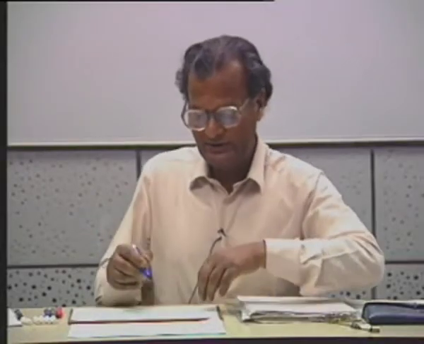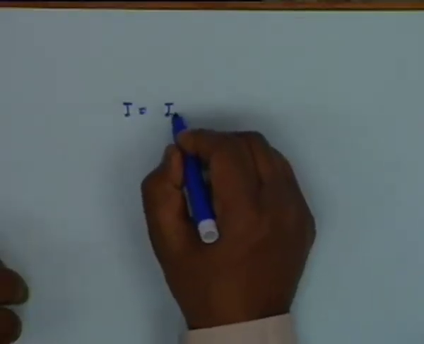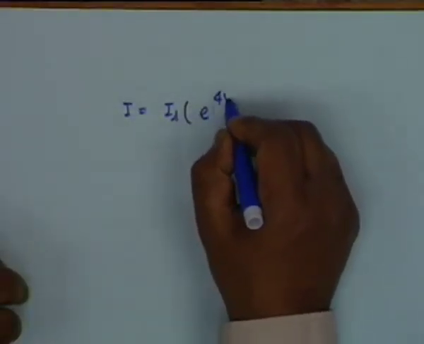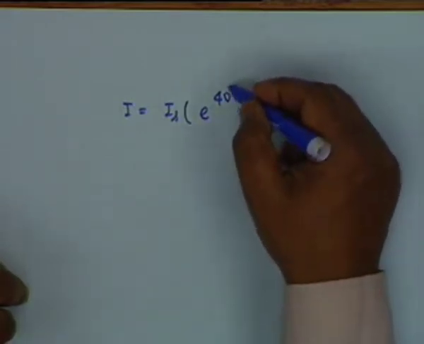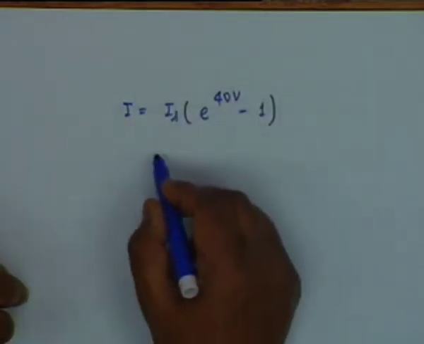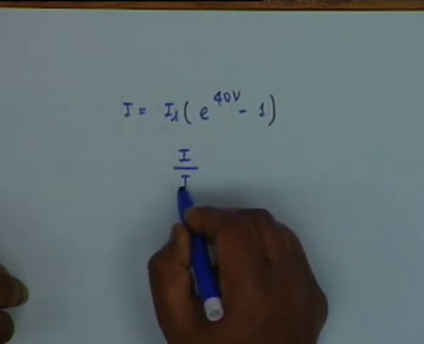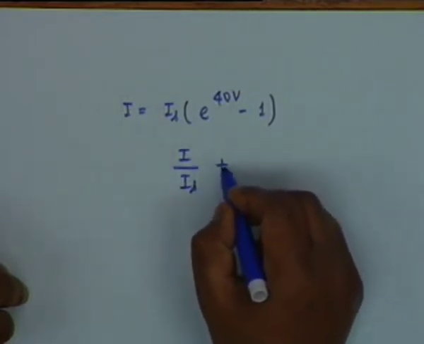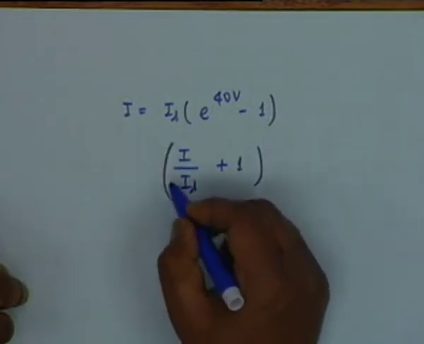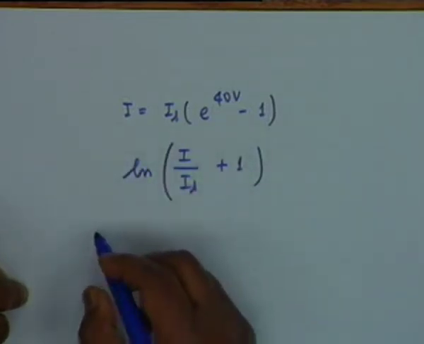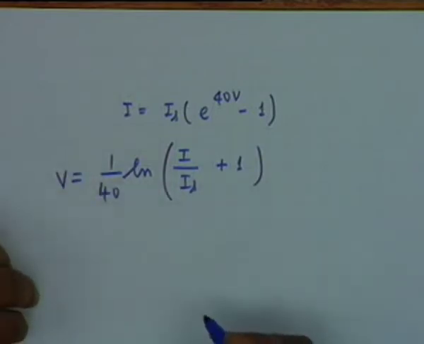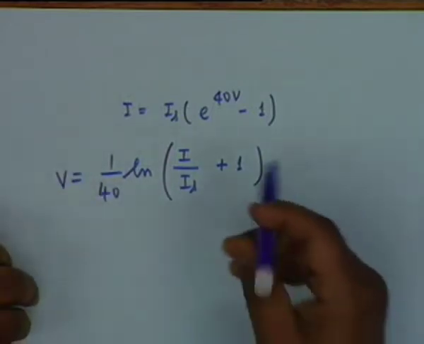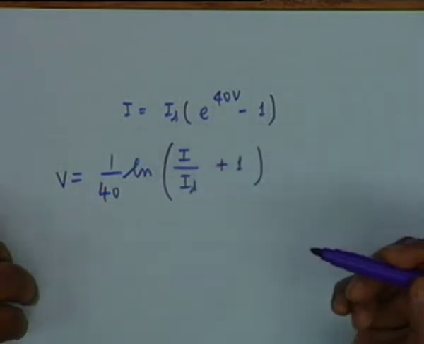We go back to the equation, that is capital I equal to Is times e to the power 40 V minus 1. We have to find out V if I is given, and the simplifying feature is you divide by Is, add unity, take ln and divide by 40. This will be V, and in most cases I by Is would be very large compared to unity.